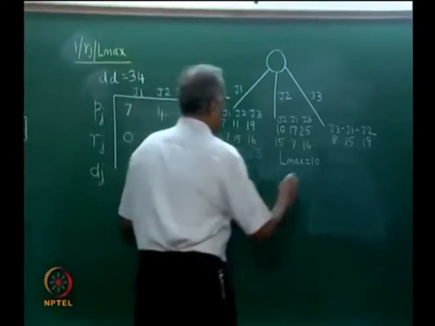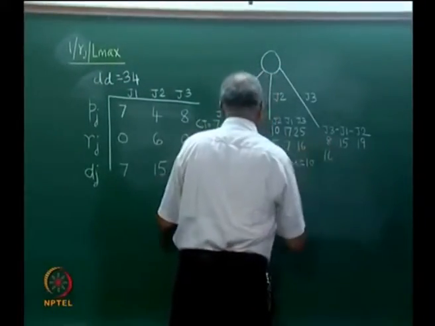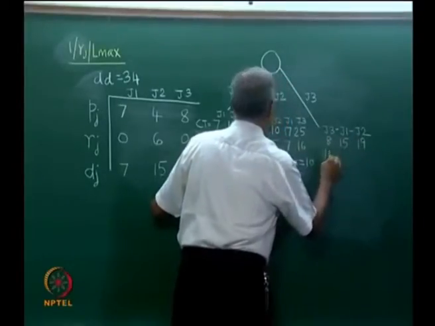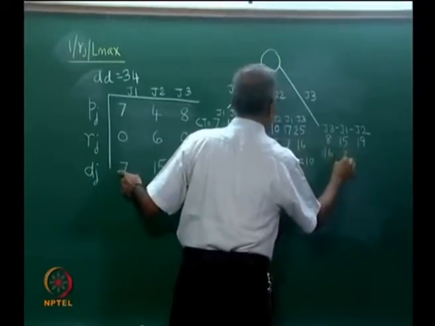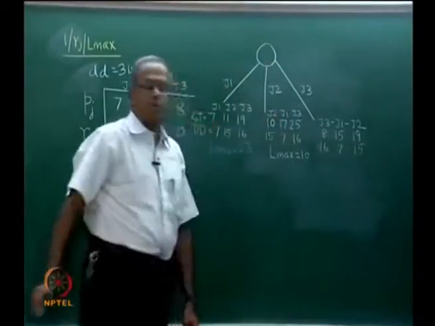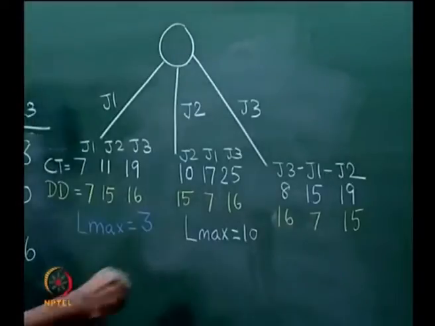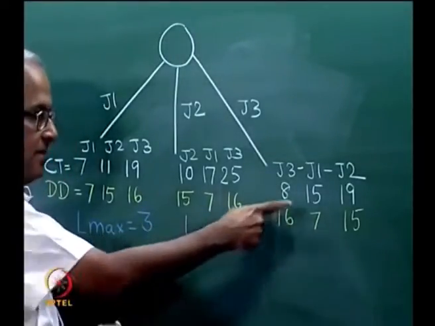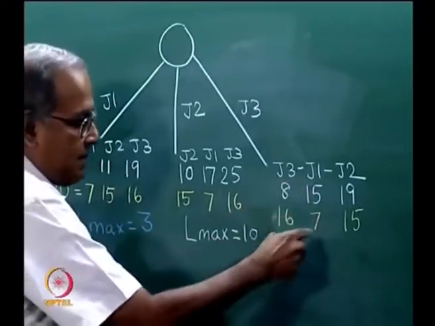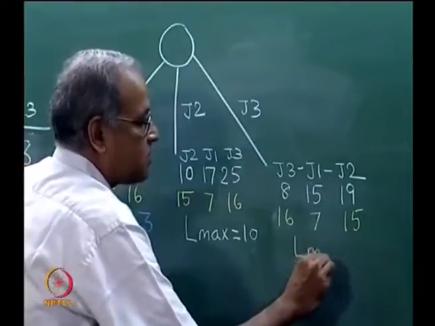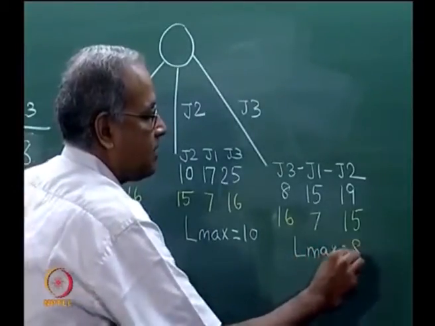Now, due dates are 16 for J3, 7 for J1 and 15 for J2. Now, we realize that J3 is ahead of the due date. This is behind the due date by 8 units, this is behind by 6 units. So, we get L max equal to 8.